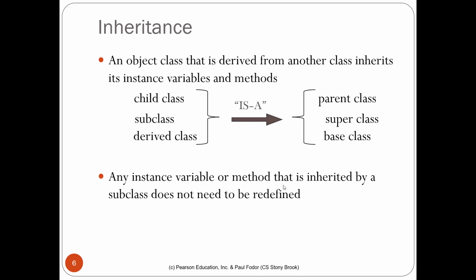We will not redefine name and age at the level of the student. Similarly, we will not redefine name and age at the level of an employee because those two fields are already defined in the person class. Anyway, we are inheriting that. Similarly, if we write some methods related to these two data members at the level of the person class, then we don't need to redefine them in the derived class. That's what we mean right here. An instance variable or method that is inherited by a subclass does not need to be redefined.